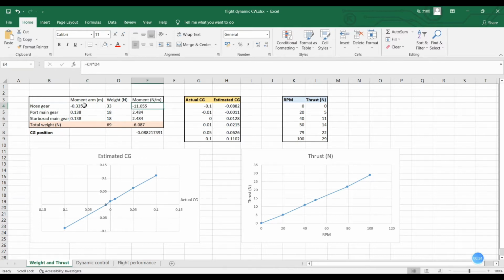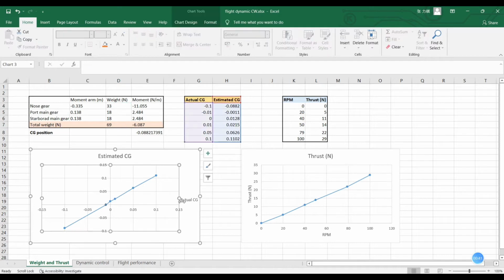Moment can be calculated by multiplying the moment arm and weight, and then the CG position can be calculated using the total weight and total moment by summing them up. The estimated CG is approximately proportional to the actual CG. You can see there is a little bit of error here, but it doesn't make a huge difference.